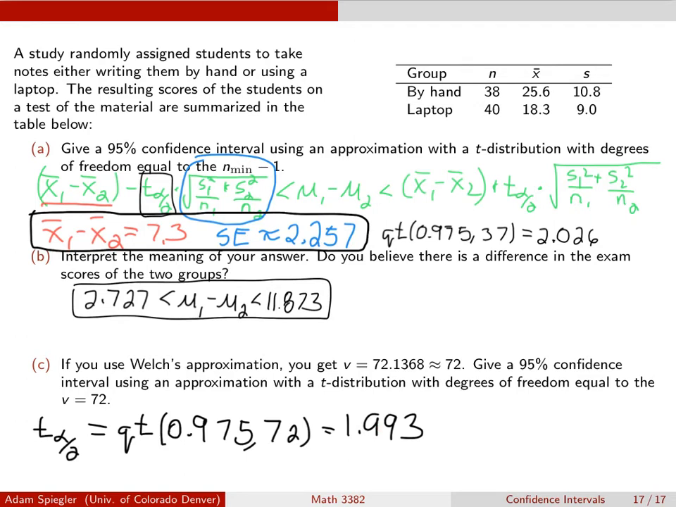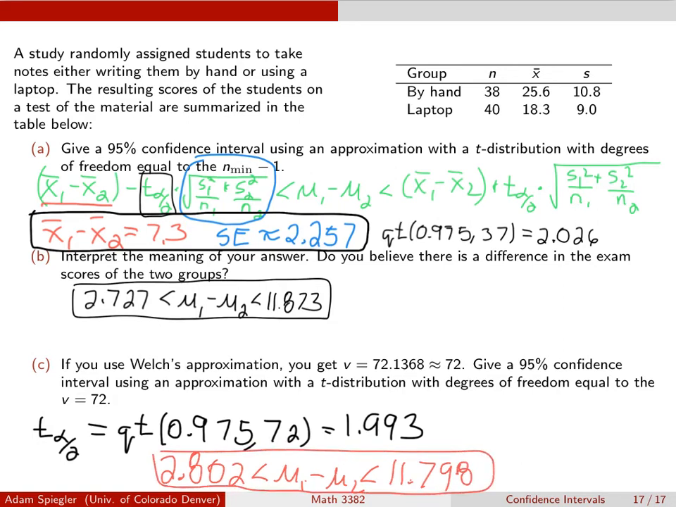In the end, what our confidence interval would work out to be would be 2.802 as the lower bound for this difference, and the upper bound would now be 11.798. So if we compare this to the estimate that we got up here when we were a little more casual with our degrees of freedom, there's not much of a difference between these two.